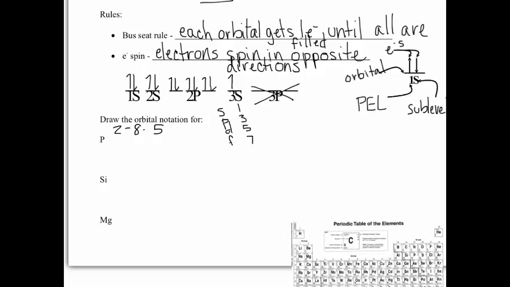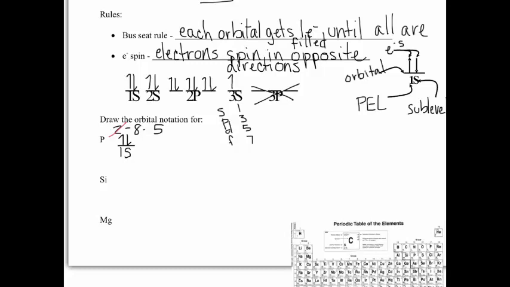All right. So for phosphorus, we have 2 electrons in the first. We always start with S. So 1 for the principal energy level, S for the sublevel, and S has just one orbital, so I'm going to put in one horizontal line. I'm going to place my 2 electrons, and I'm now done with the first principal energy level.